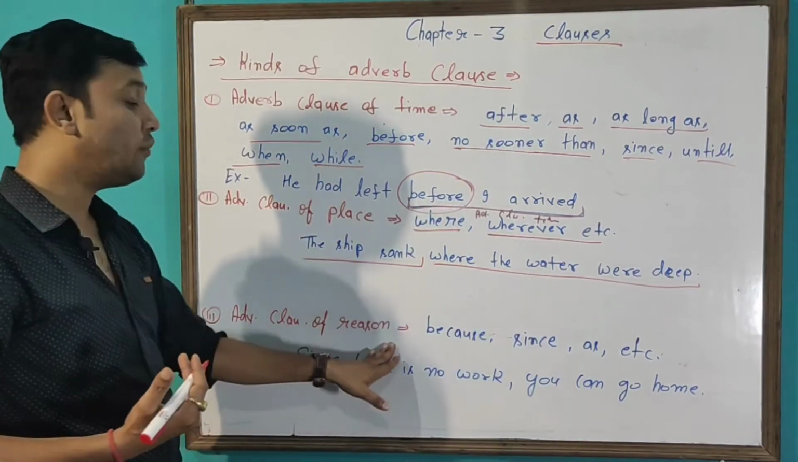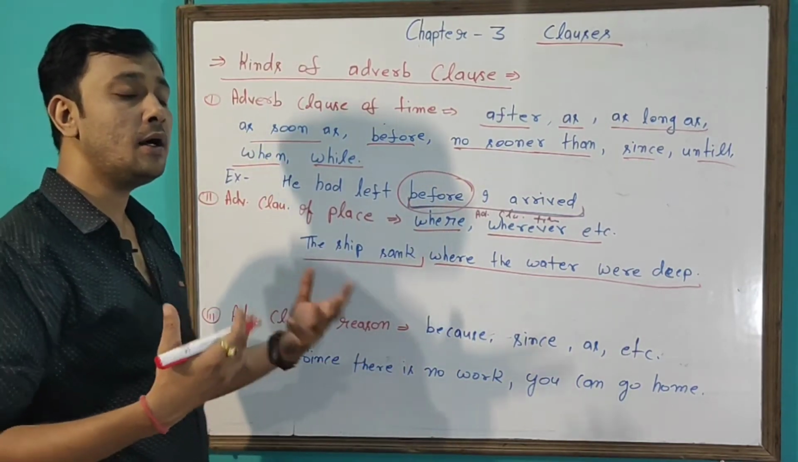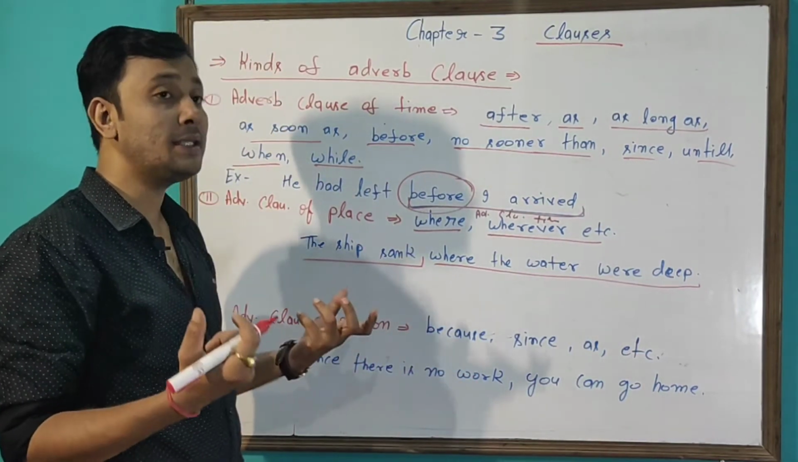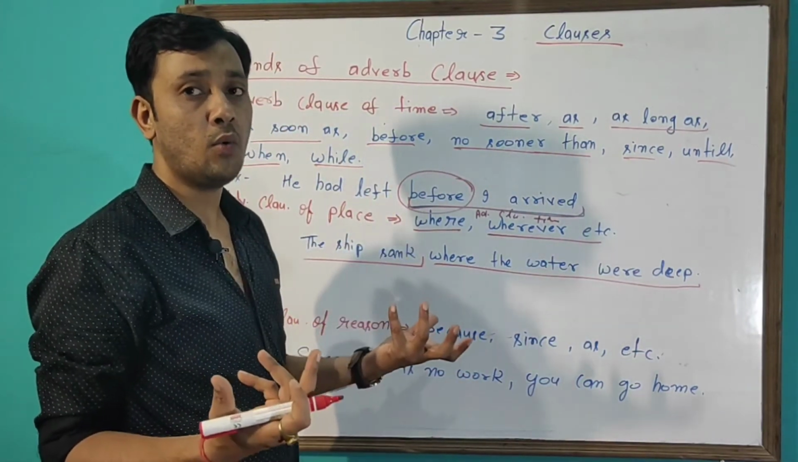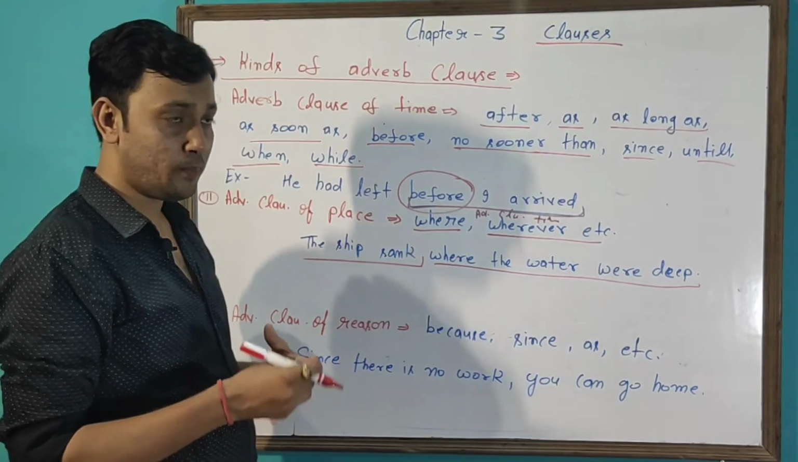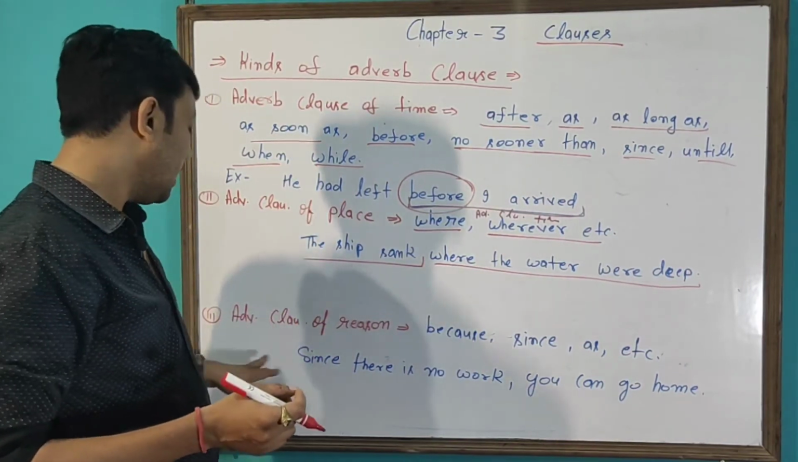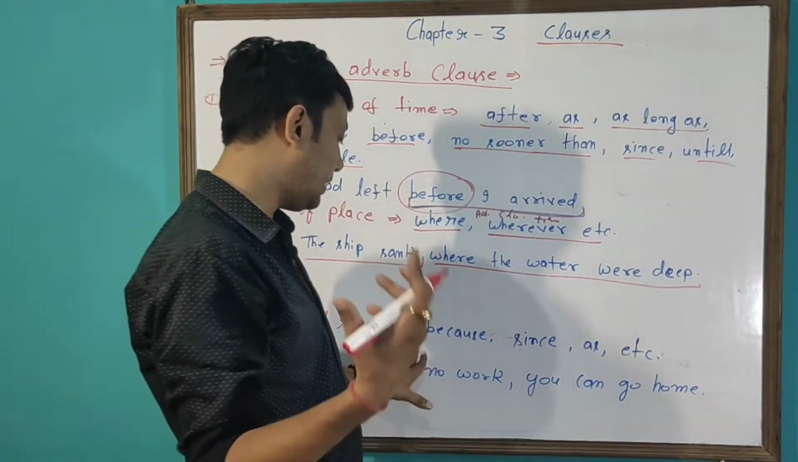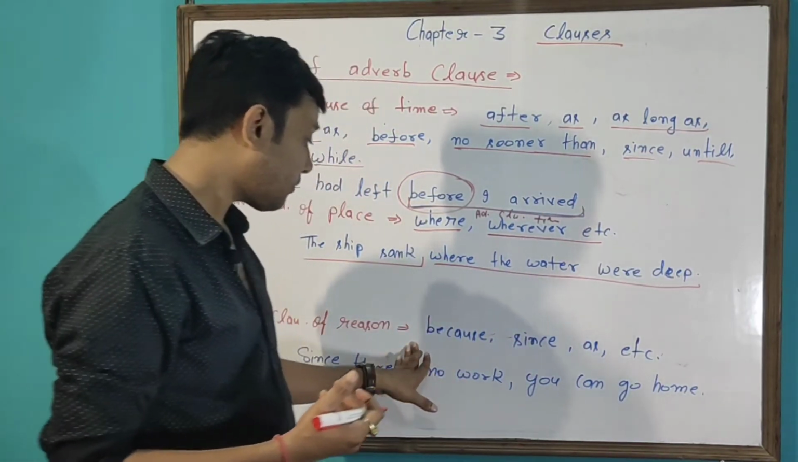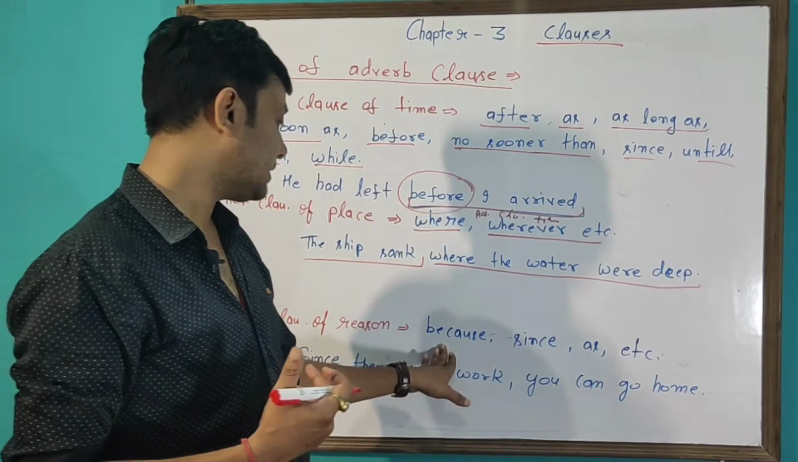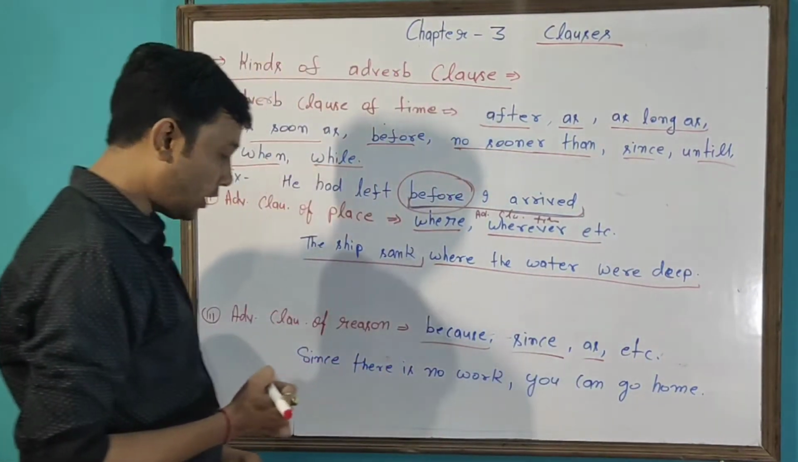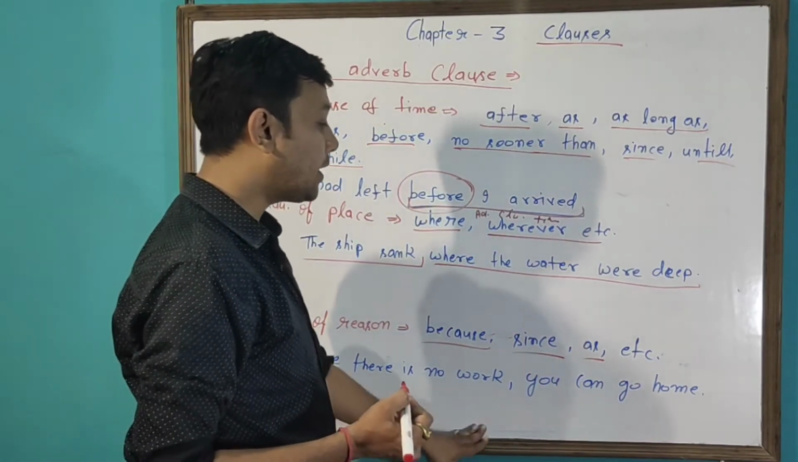Next, adverb clause of reason. The adverb clause of reason tells about the reason, the cause. What is the cause of the particular work? It tells the reason why the work has been done. Generally an adverb clause of reason starts with because, since, as, if, etc. For example, since there is no work, you can go home.